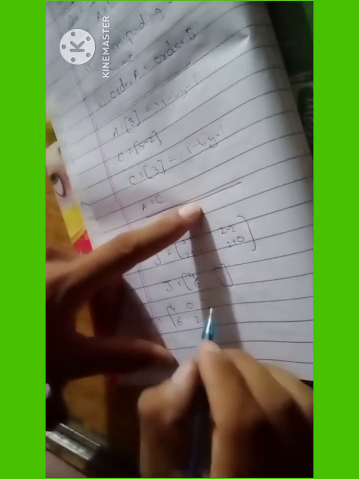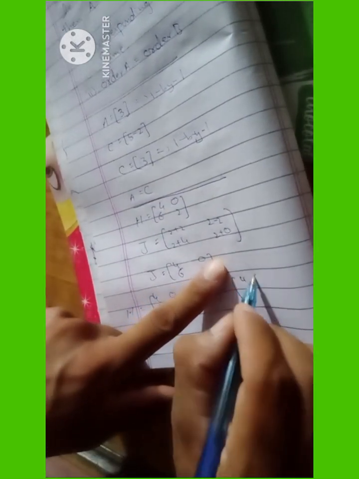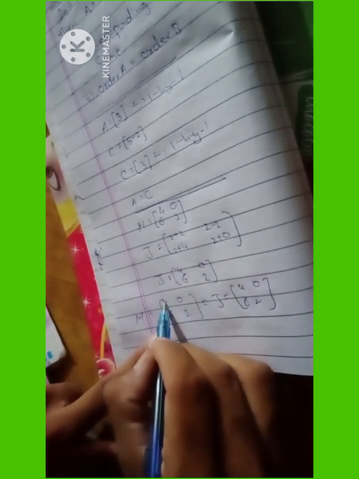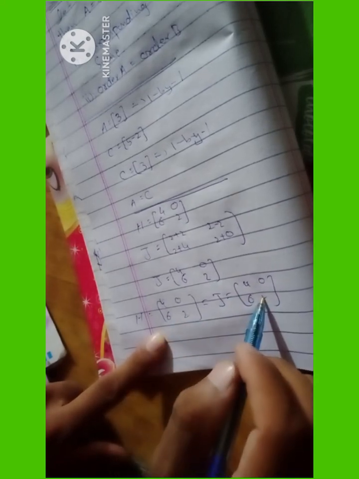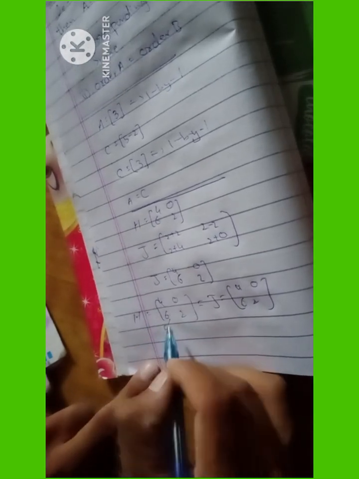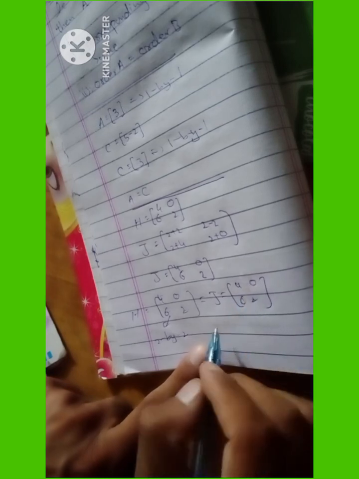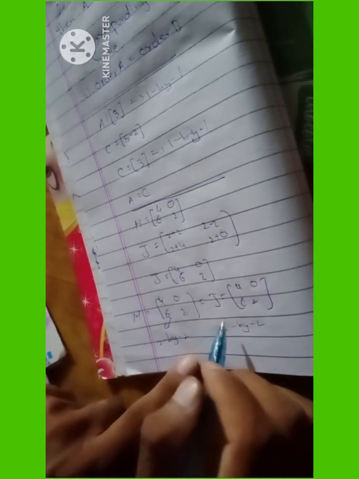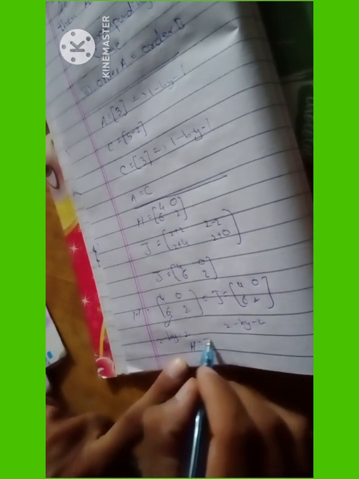This is matrix H, and matrix J after solving has entries 4 0 6 2. Corresponding entries are the same, 4 and 4, 0 and 0, 6 and 6, and 2 and 2. The first condition is fulfilled. For the second condition, the order of matrix H is 2 rows and 2 columns, so its order is 2 by 2. And matrix J has 2 rows and 2 columns, its order is 2 by 2. Because both conditions are fulfilled, we say that matrices H and J are equal. The other questions we will solve later.